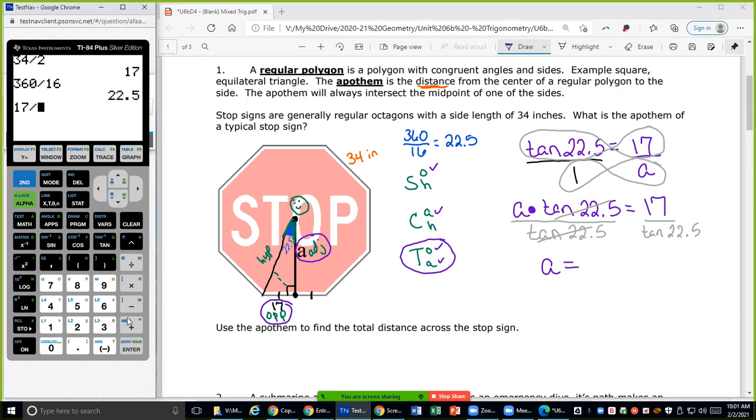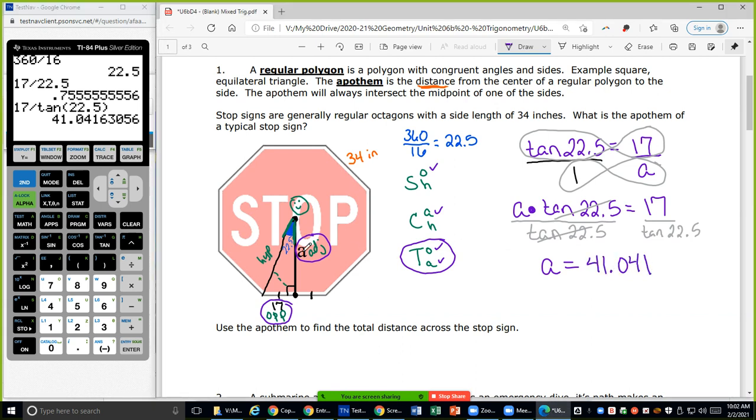17 divided by 22.5. Oops, not 22.5, right? If I do that, I'm missing something, right? I'm missing the fact that this is the tangent of 22.5. 17 divided by the tangent of 22.5. I close my parentheses because I always want to put that seatbelt on, and I get an answer of 41.041.